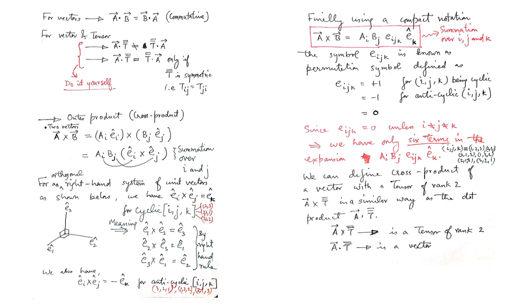This means that it qualifies as a symmetric tensor. So this result, A dot T is equal to T dot A only if T is symmetric, is important for fluid mechanics also. So remember these things.